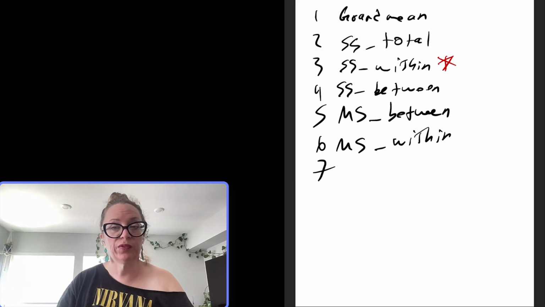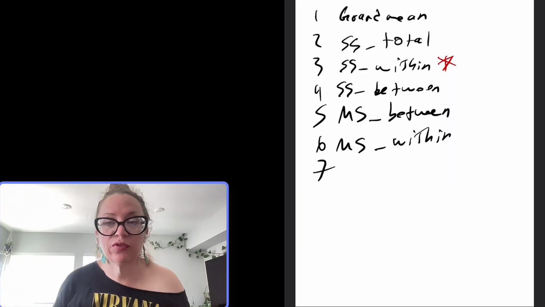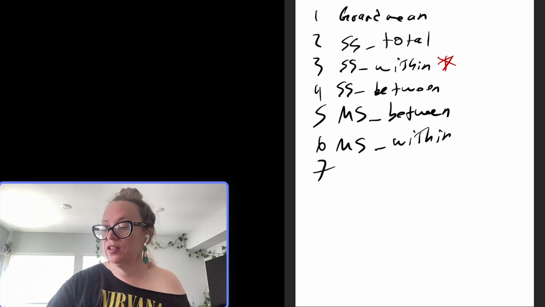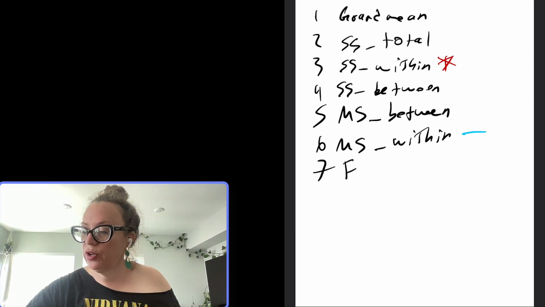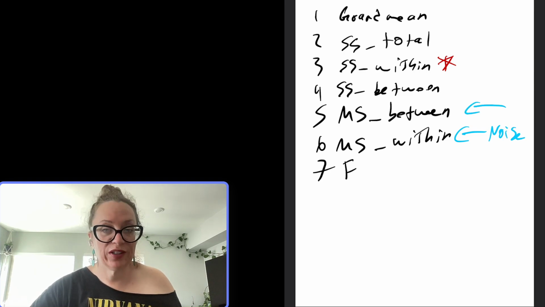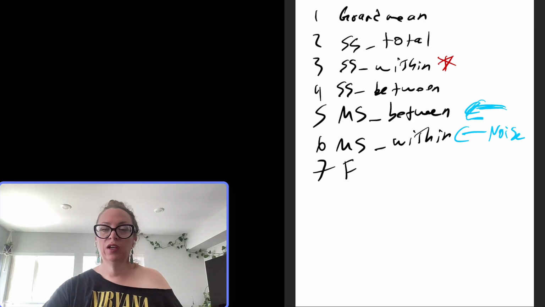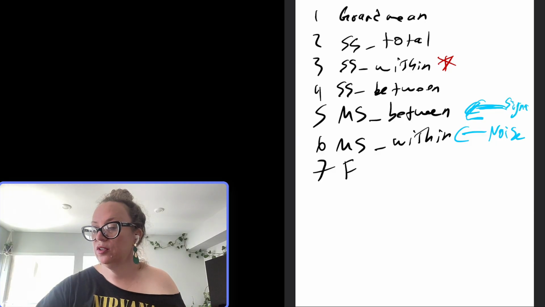That's your noise floor. We're going to figure out what level of noise we have in our earphones, see how noisy it is, and then we're going to compare that to the signal. And that's when we find our F value. To get F, you're going to take your MS between. We used the other one to figure out what the noise was. Now we're going to use this one to calculate the signal. So with the F score, you take the between and divide it by the within. So the signal over the noise. MS between is the signal, and MS within is the noise.